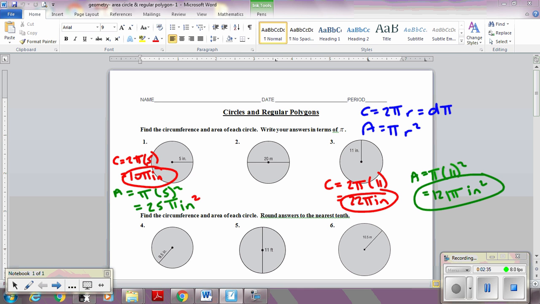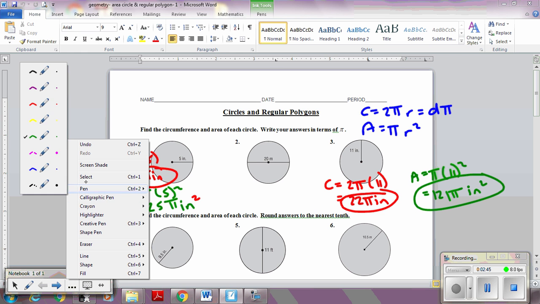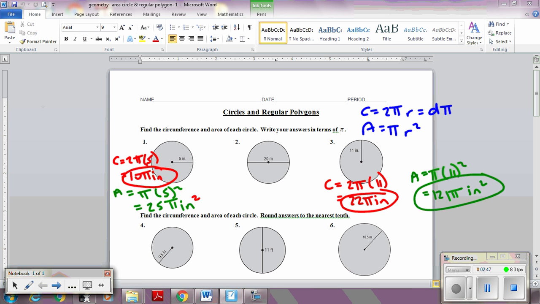For the next section, they want us to find the area and the circumference again, but round our answers to the nearest tenth. So that means we get to use the calculator. The formulas are still the same, but I want to see them. So for the circumference, for number 4, you're going to take 2 pi times 9.5, and then pick up your calculator.